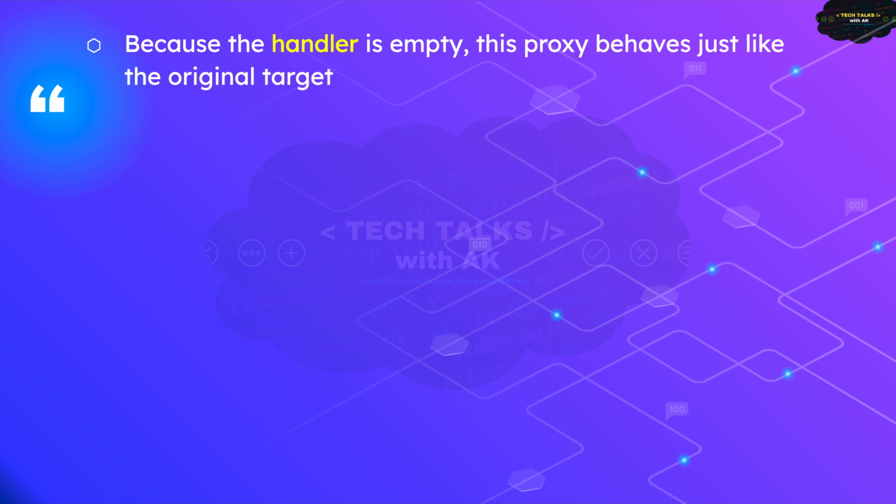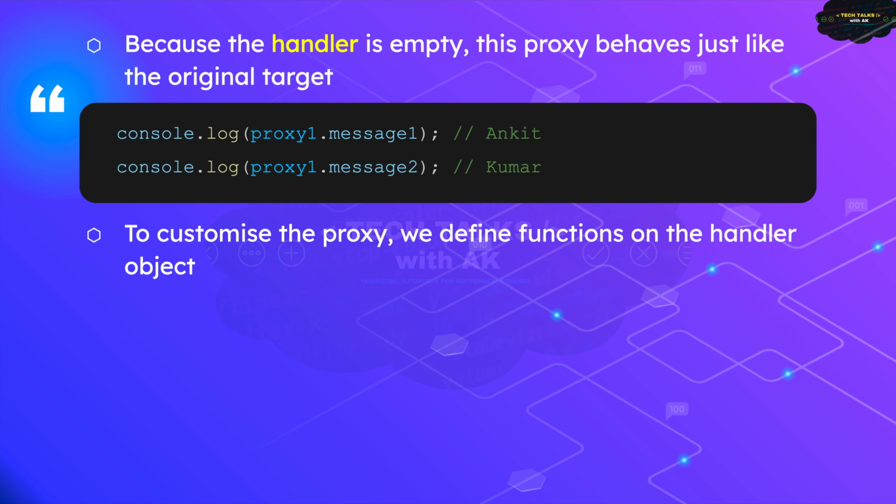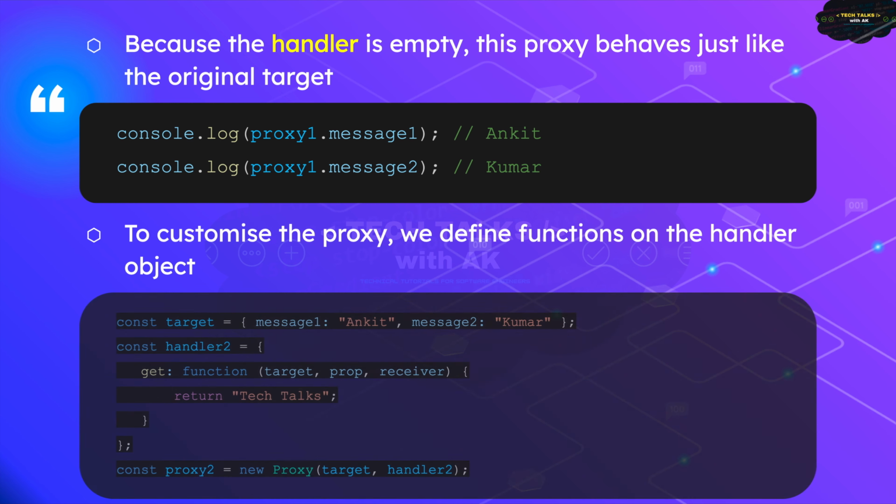Because the handler is empty, proxy1 behaves just like the original target. So if we write console.log(proxy1.message1), it logs Ankit, and proxy1.message2 logs Kumar, because there was no property or no function in the handler. To customize the proxy, we define functions on the handler object, and the example is this.